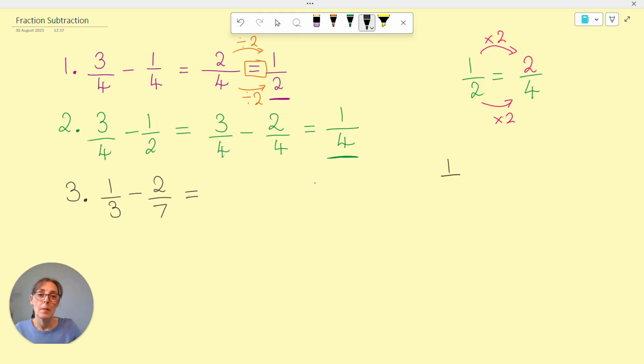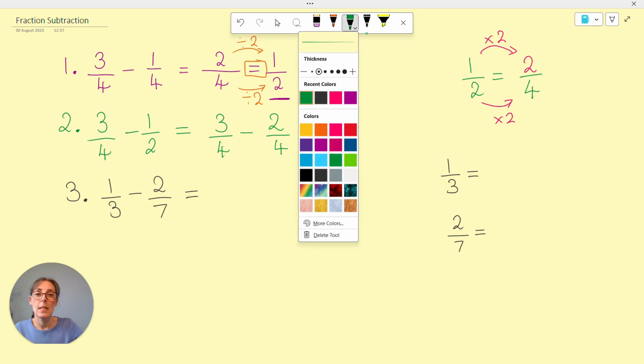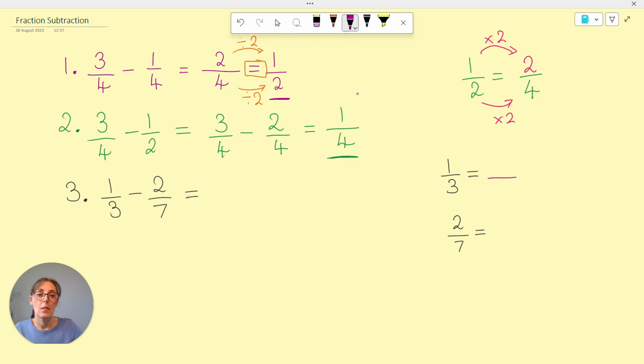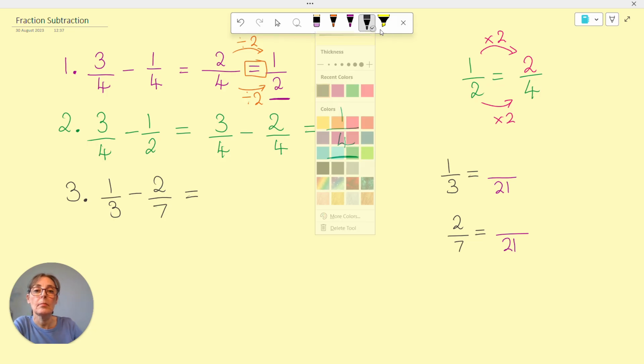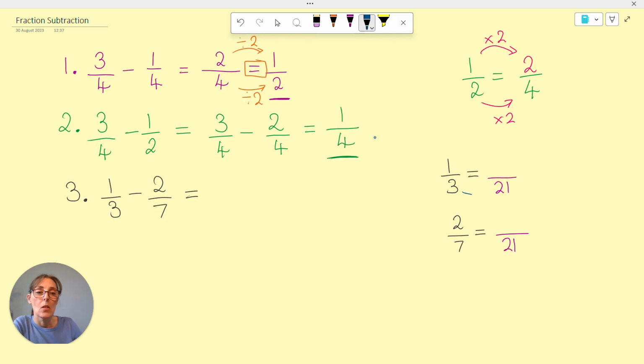So we're going to do that. We're going to turn thirds into something else. Oh, I'm going to use a different colour. Let's just do this then. Okay. Now, what we need to do is have a common denominator. We want to have 3 times 7. So we're going to have 21 at the bottom.